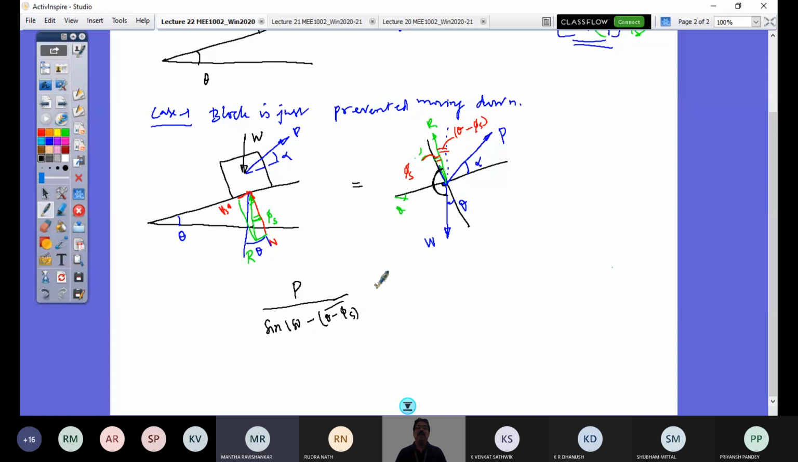Yes. And W divided by sine of angle included by P and R. So what is that angle? How do you get that? I have here this is the right angle. This is the right angle, right? So 90 minus alpha.